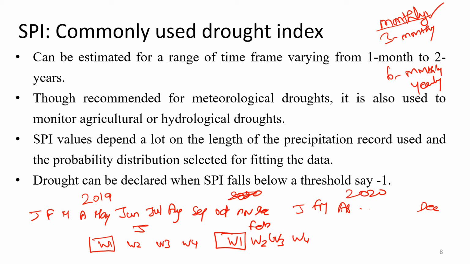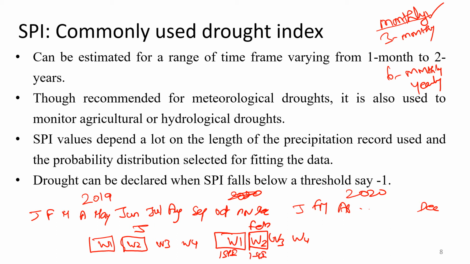If I calculate rainfall based on this particular range, I will publish a monthly SPI in the first week of February. So this is one monthly SPI published in the first week of February. Then if I calculate SPI based on rainfall observed from week 2 of January to week 2 of February and publish an SPI value, that is a 1-month SPI published in the second week of February.